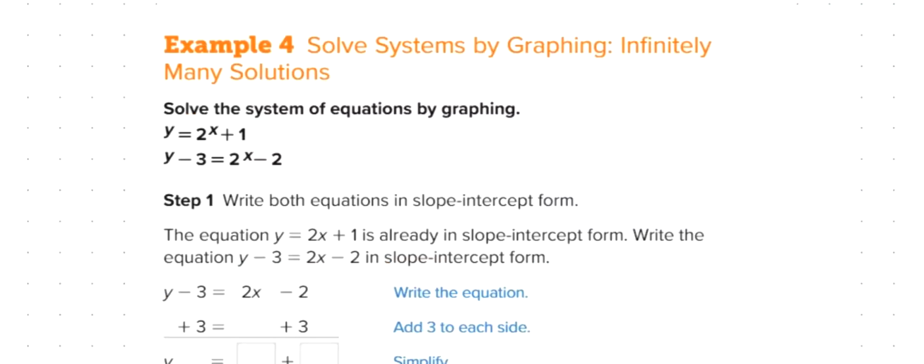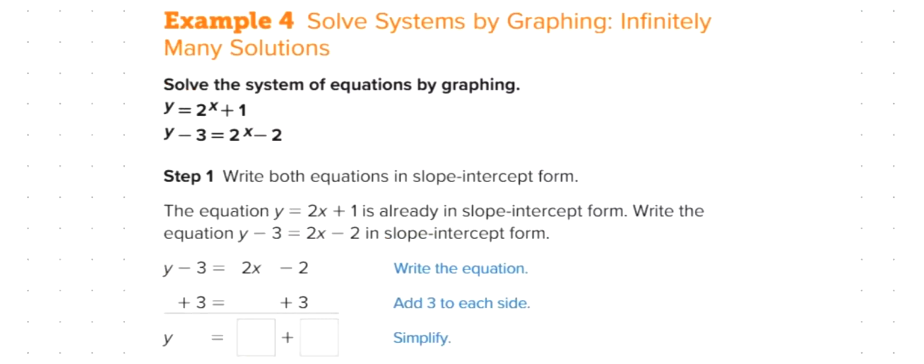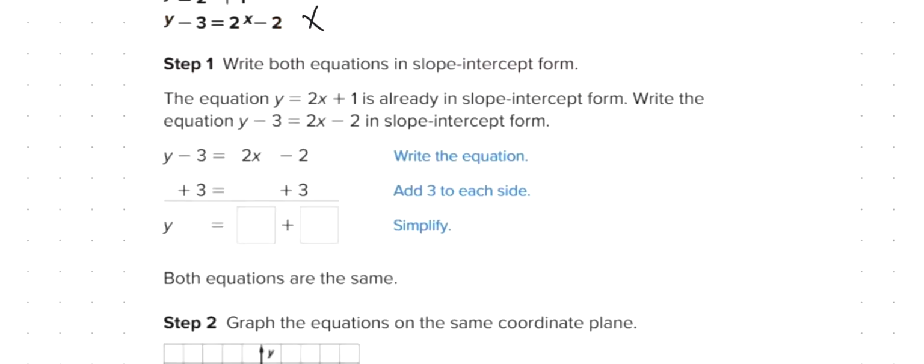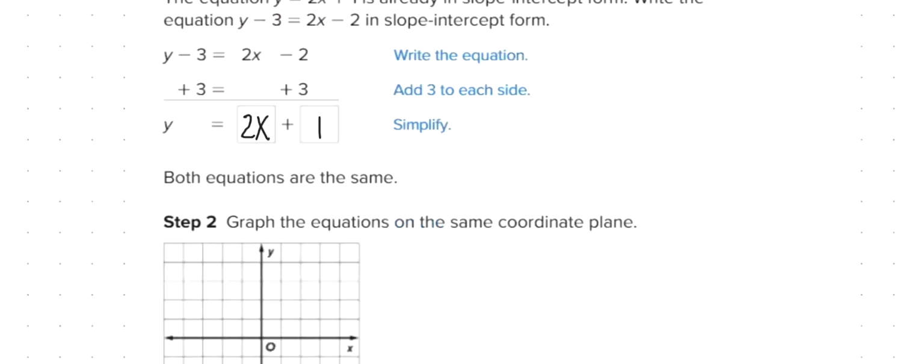We have y is equal to 2x plus 1, and y minus 3 is equal to 2x minus 2. Remember, the first step is we need to put both of the equations in y-intercept form. This one already is, but this one isn't. So we're going to write it down, okay? y minus 3 is equal to 2x minus 2. So we're going to add 3 to both sides. So we end up having y is equal to 2x plus 1, okay? If you see, both of them are the same, 2x plus 1.